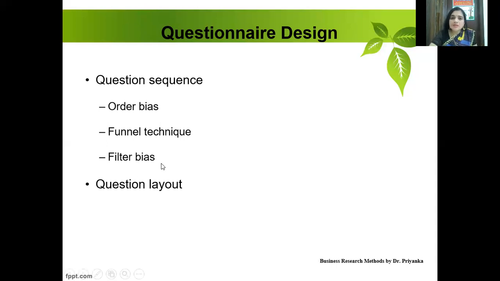Then filter bias. Yes, you should be filtering the questions. For example, you might be talking to somebody who might not know anything about the issue. Then you can put a filter question on whether they know anything related to this or not. As per yes or no, you can proceed to other questions. If it is a yes, go to the second question. If it is a no, go to the fifth or sixth question, something like that. Then question layout. That is also a very important thing. So these are the things.